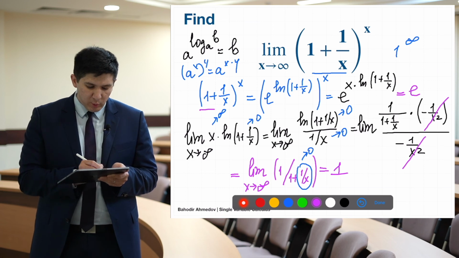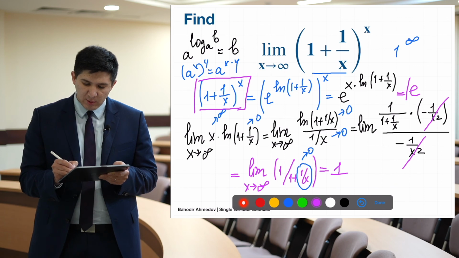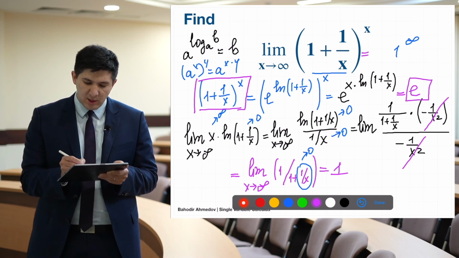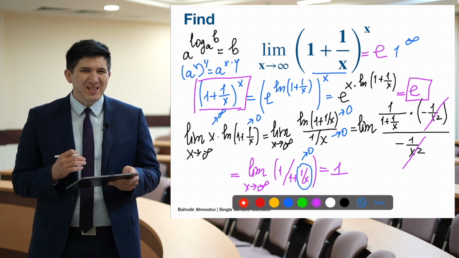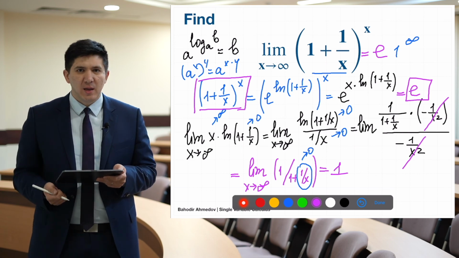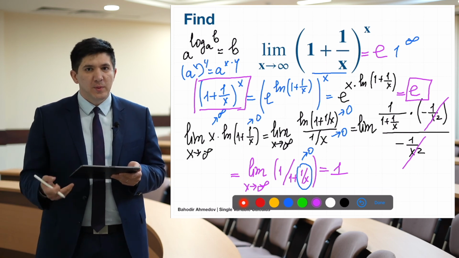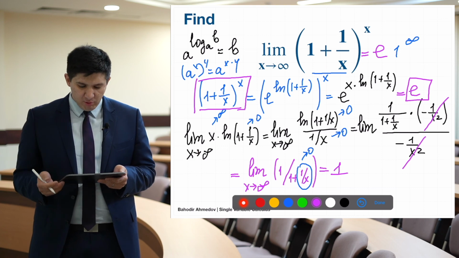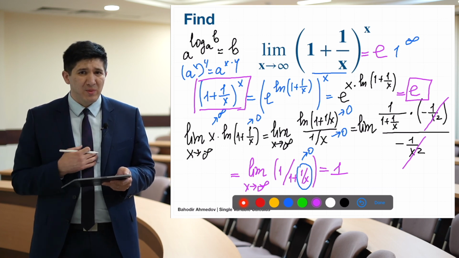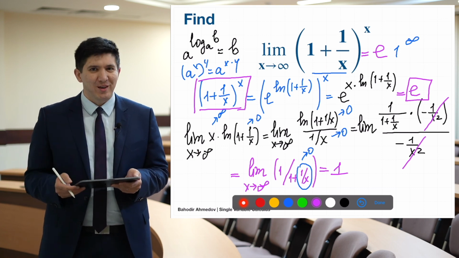So do you remember what we started with? We started with this limit, and this is equal to e. So I think this is one of the really interesting examples of the usage of L'Hôpital's rule, because we know this limit from the definition of e, right?